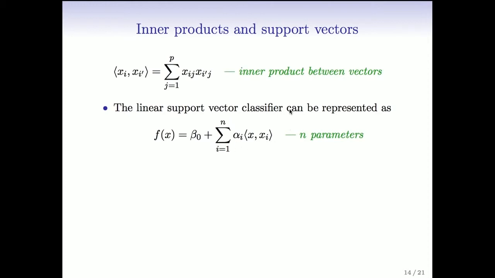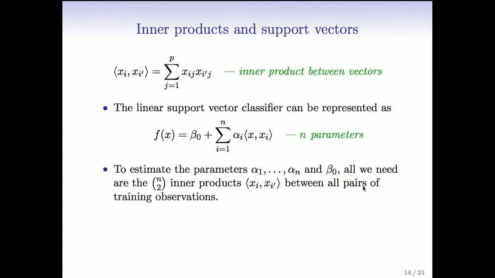Now you're not going to be able to see that just from looking at the formula for the linear function. This turns out to be how it comes out in the solution. But it's going to be important. It also turns out to estimate the parameters. So now we've got n parameters instead of the p, and n could be bigger than p. To estimate the parameters alpha and beta naught, all we need are all the pairwise inner products between all the n points in the data set. So there's going to be an n by n inner product matrix.